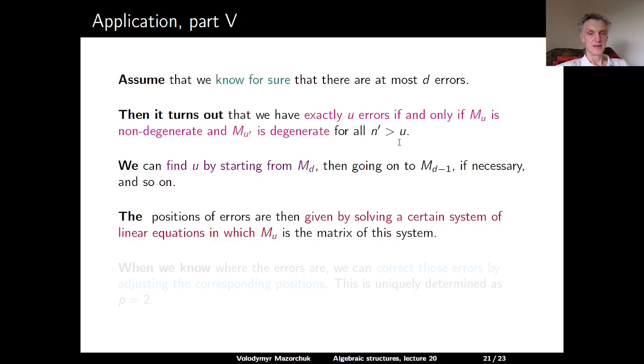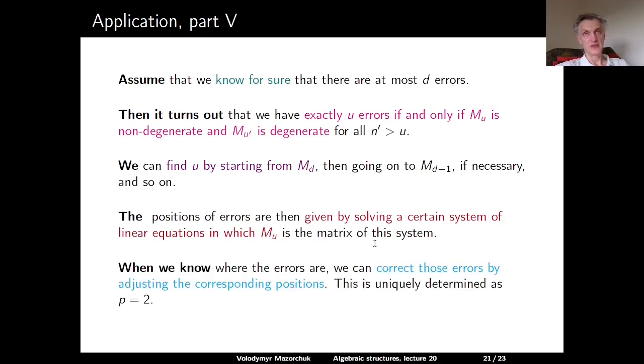and proceed until we detect what the u is. And then, when we know how many errors we have, to pinpoint the places of the errors, one needs to solve a certain system of linear equations in which our matrix M_u is the matrix of that system. So it is non-degenerate, so the system has a unique solution, and when we know the places where the errors occur, we can correct them because we are over the field Z_2, so there are only two possibilities. If there is an error, we just change the corresponding element to the other element. And this is how this works.